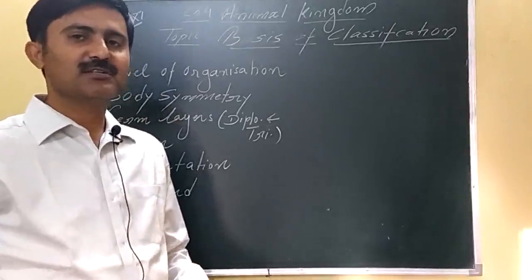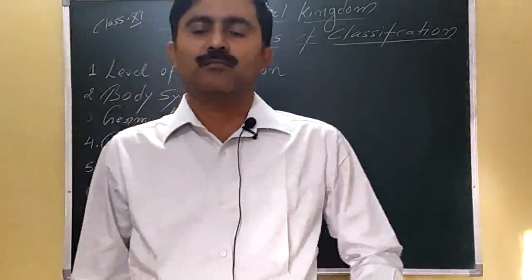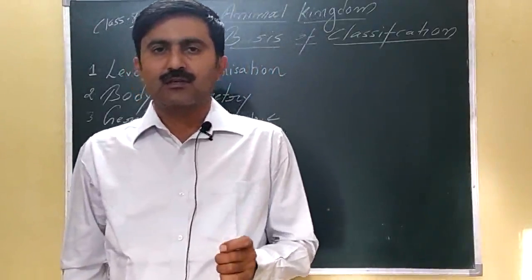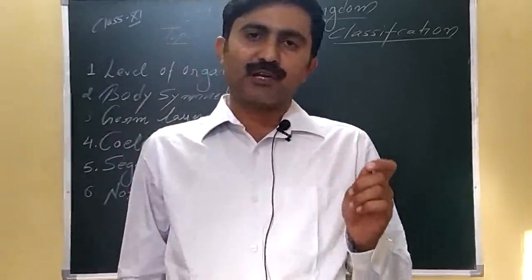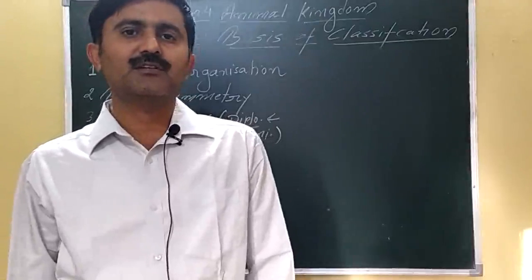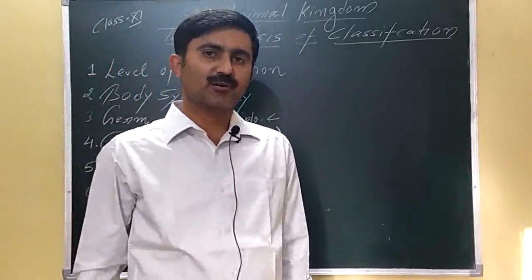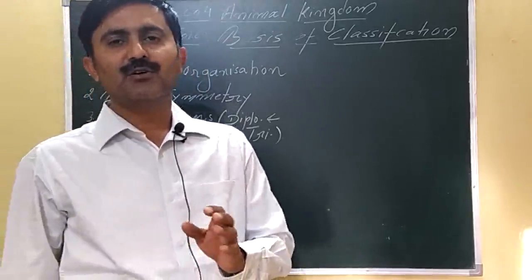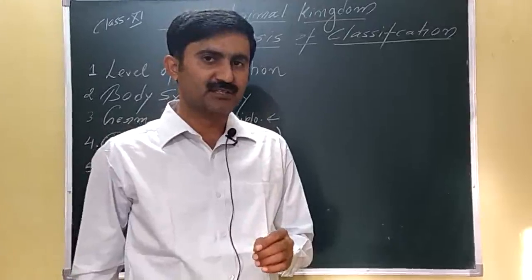So all of us know animals are multicellular heterotrophs. When we use the word animals, we do not include unicellular organisms. We generally include the multicellular organisms. And all the animals are heterotrophs and they don't have any cell wall present in their cell.